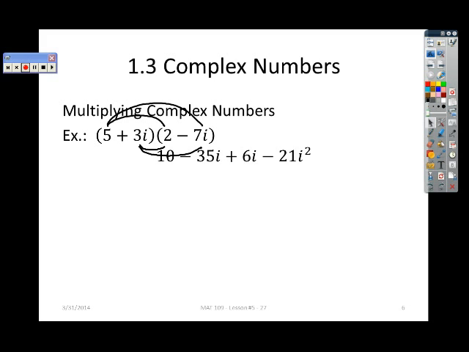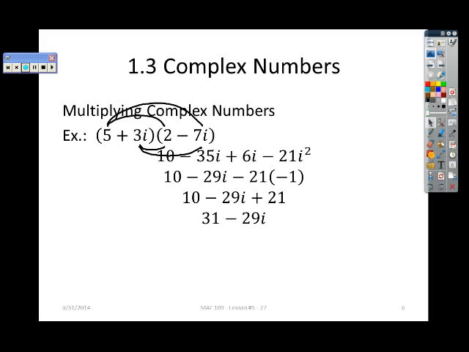Only one term has i squared in it. These are not. If you don't wind up with any i squared terms, then you didn't do it correctly. You should get an i squared term, but only one. I can combine this one and this one. Those are like terms. Minus 35i plus 6i gives me minus 29i. I can substitute minus 1 in for i squared. So I do that. Then minus 21 and minus 1 give me plus 21. Add the 21 and the 10, and my answer.